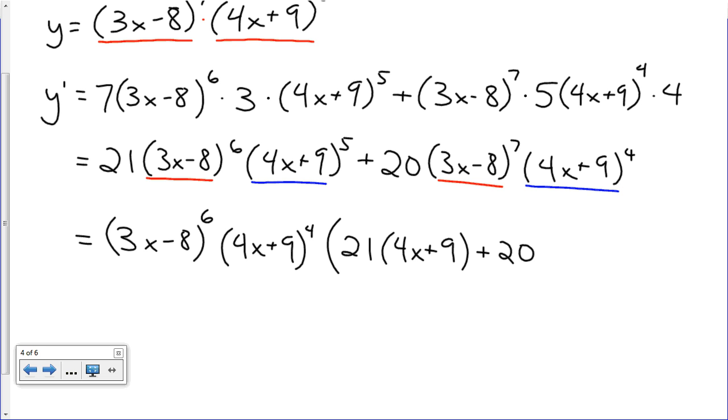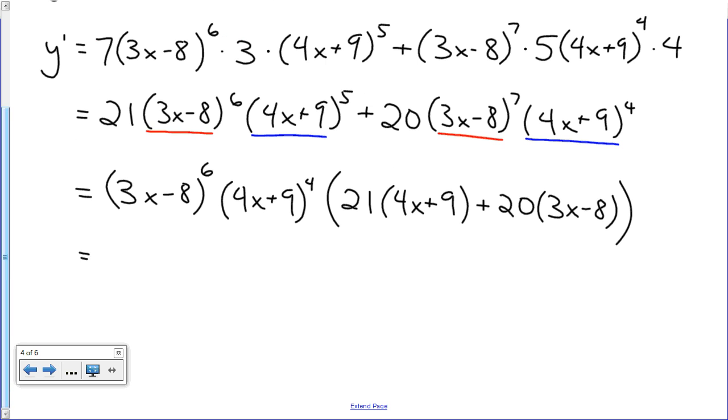We didn't factor any constant, which, by the way, you could factor out constants if you had common factors there. Between 21 and 20, though, there's no common factors. So that's why we didn't touch those. I factored out 6 of the 3x minus 8s, but I had 7 of them, so I still have 1 of the 3x minus 8s. I had 4 of the 4x plus 9s, and I factored out all 4 of them, so they're all gone.